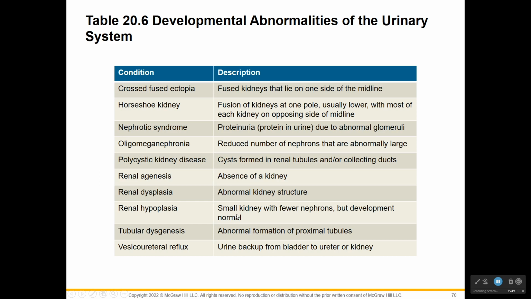And there are some developmental abnormalities. I was reading through these. These are really, really interesting. Like the first two, for example, are crazy. Cross-fused ectopia: you have both kidneys, so they're just on one side. And then a horseshoe kidney, where the inferior parts of the kidneys are fused together, so you have one huge horseshoe-shaped kidney.